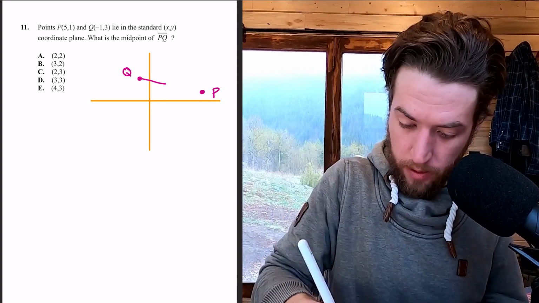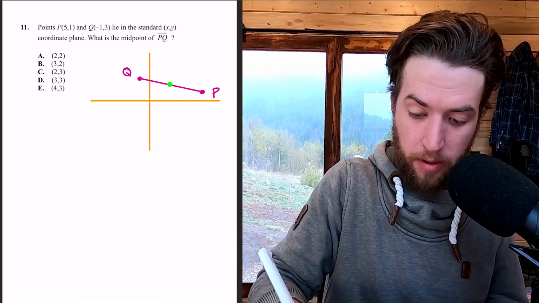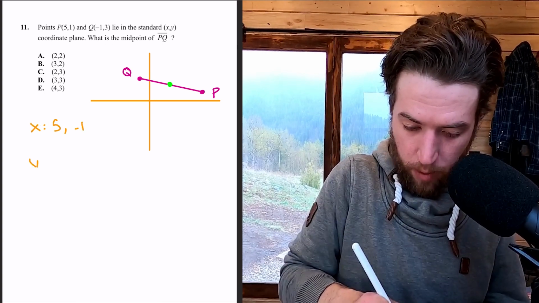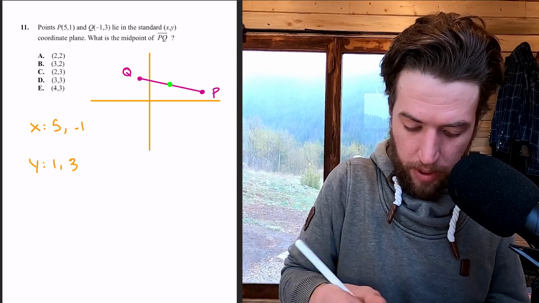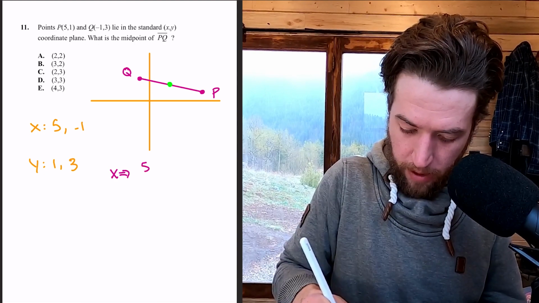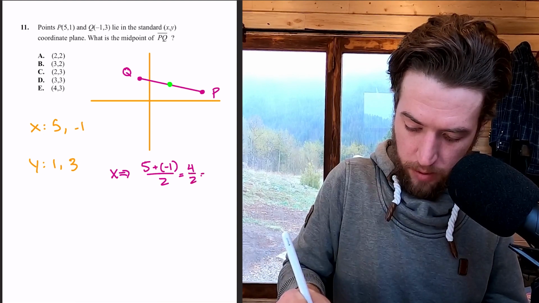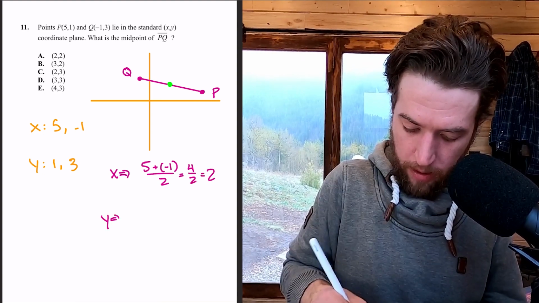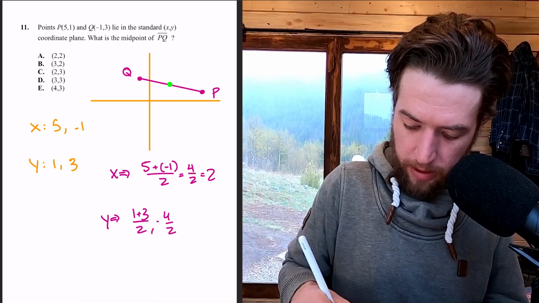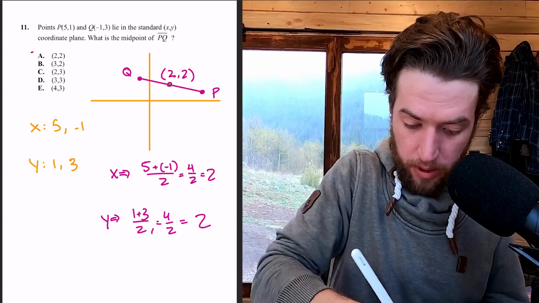What is the midpoint? So the midpoint is just going to be the average of the two x values and the average of the two y values. So the x values are 5 and -1, and the y values are 1 and 3. Let's do the x first. 5 plus -1 all over 2 is 4 over 2, which is 2. And for the y, we have 1 plus 3 over 2, which is 4 over 2, which again is 2. So our midpoint is (2, 2), which makes sense visually. Answer A.